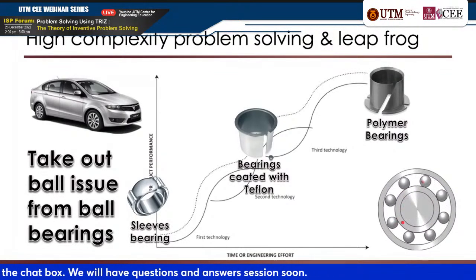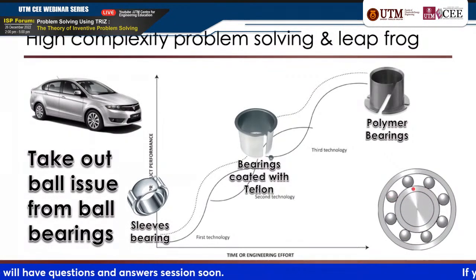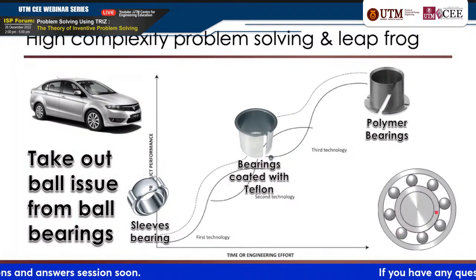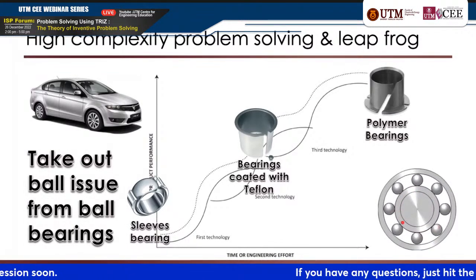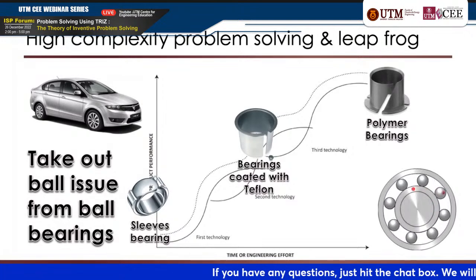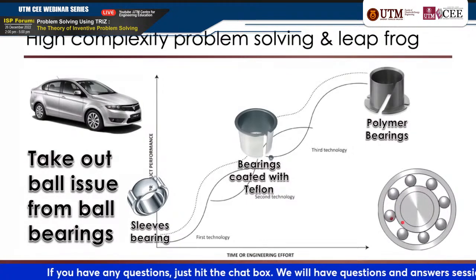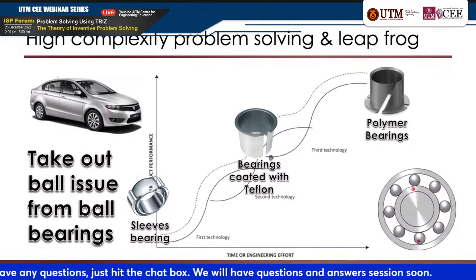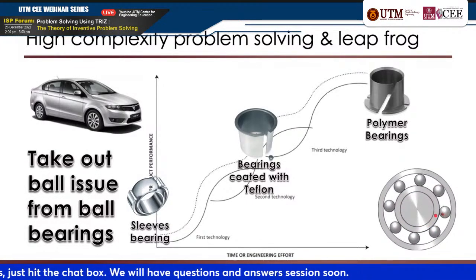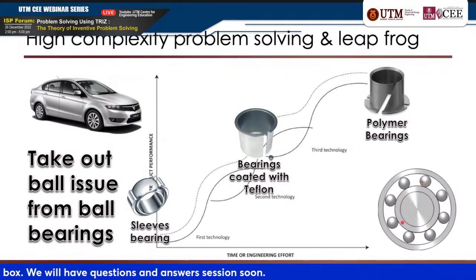So without the ball bearing, we do not have the issue of ball bearing failure. This is a very, very interesting project.